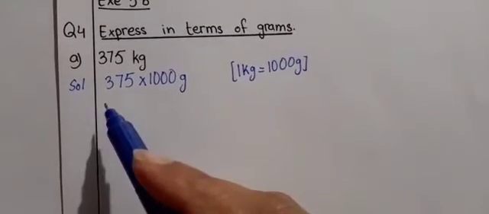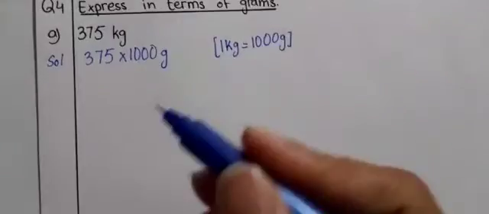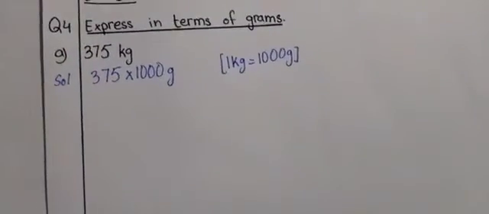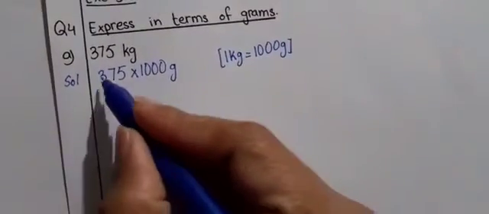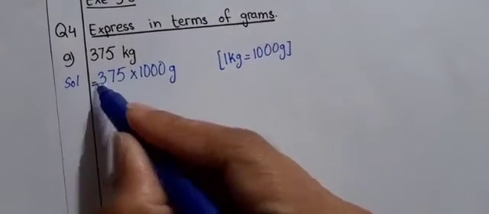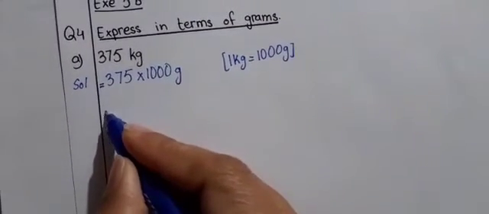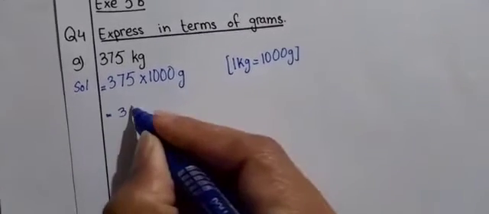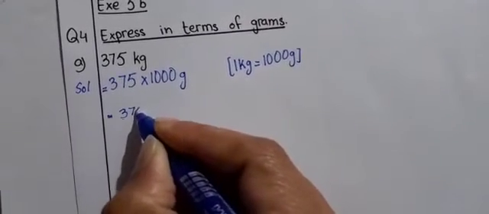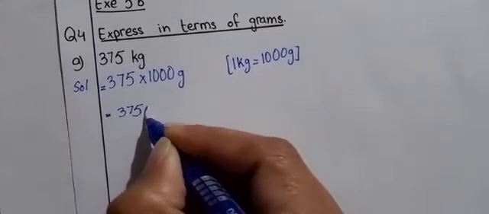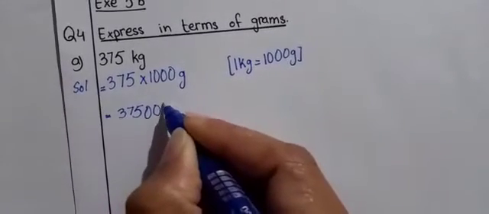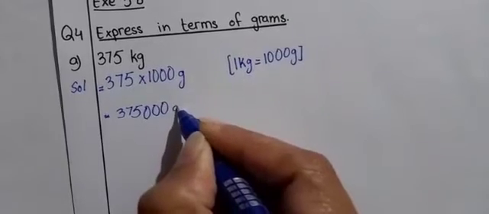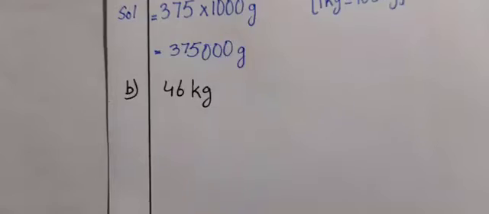So boys, when I multiply 375 by 1000, it will be 375 thousands. Sorry, I forgot to write the equals to sign. It will be 375 thousand grams. Okay boys, after doing part A, we will move toward part B, that is 46 kilogram.